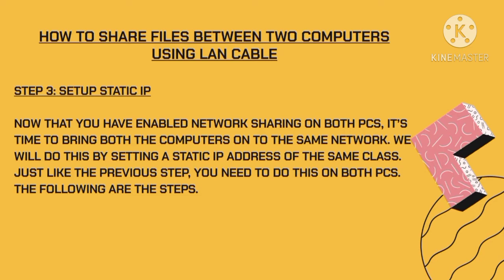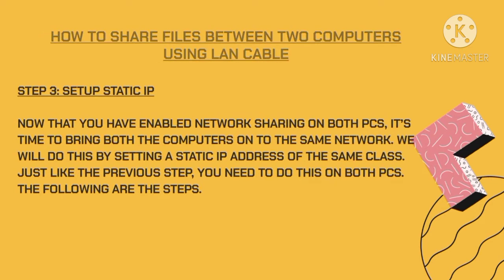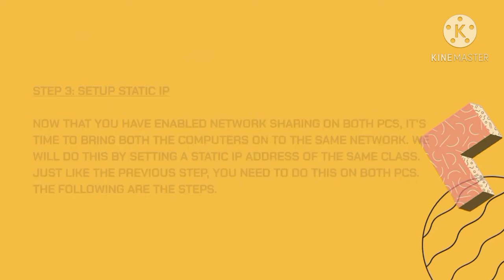Step 3. Set up static IP. Now that you have enabled network sharing on both PCs, it's time to bring both on the same network. We will do this by setting a static IP address of the same class. Just like the previous step, you need to do this on both PCs. The following are the steps.